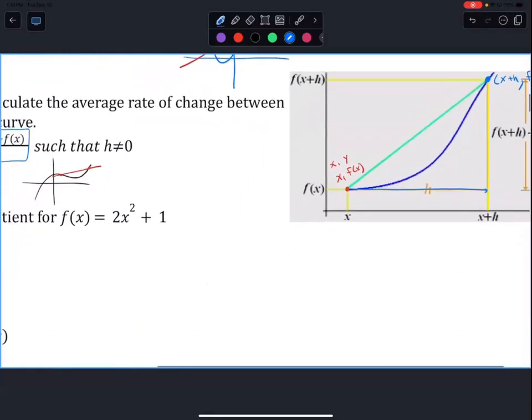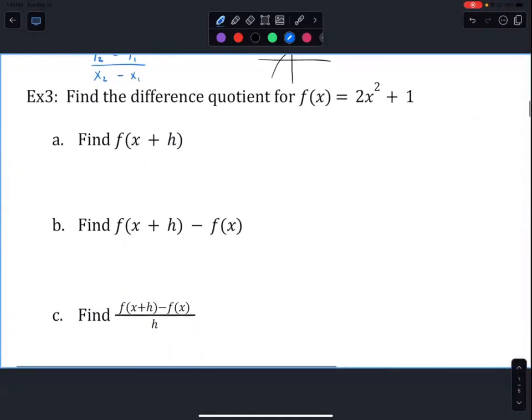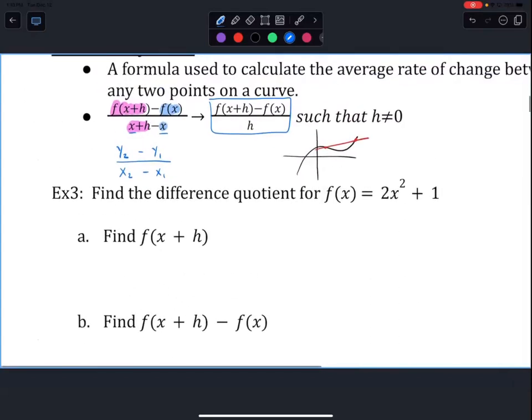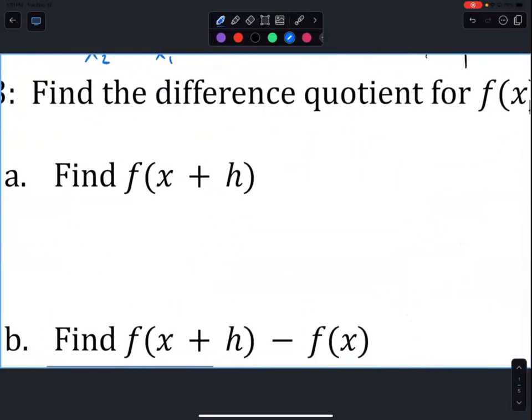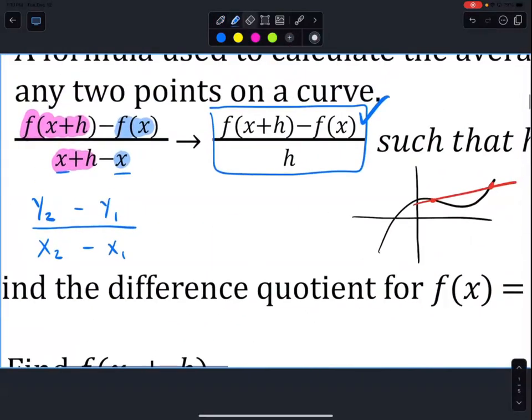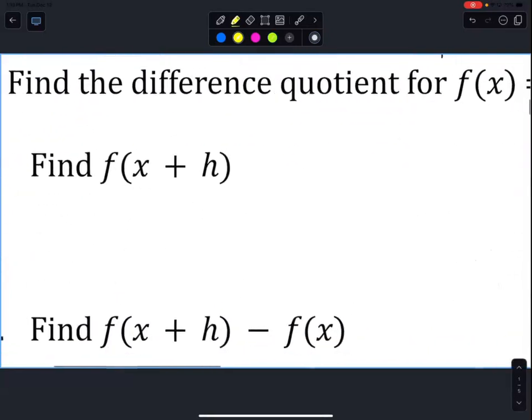Let's use this, okay? I'm going to find the difference quotient for this example, and I'm going to do this all in parts. So again, I'm going to use this difference quotient, and I'm going to take it piece by piece. So the 3 pieces I'm going to focus on is f of x plus h, then I'm going to do f of x, and then I'll divide everything by h, right? So in 3 parts. F of x plus h.